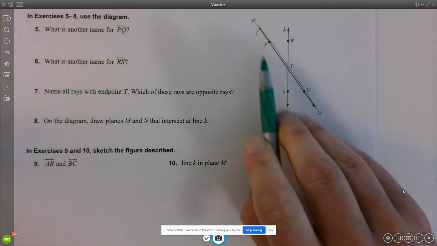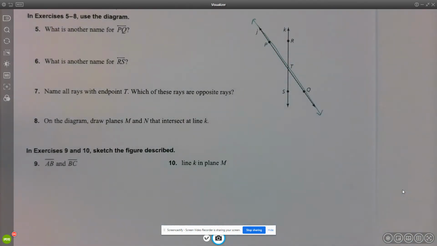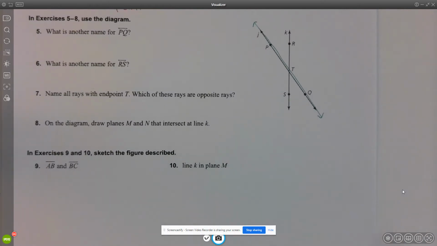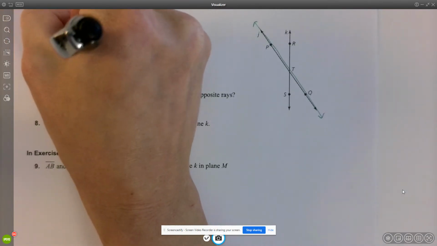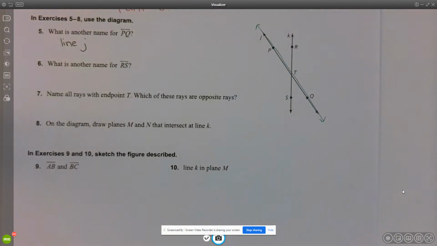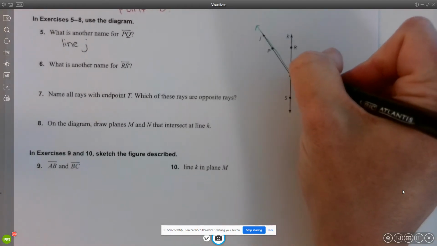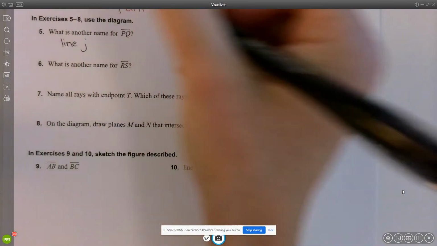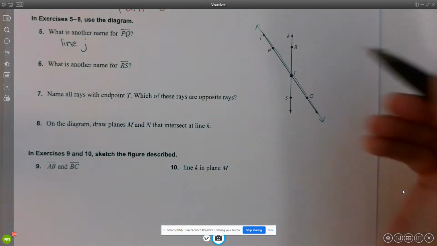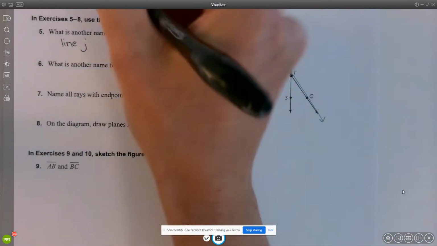One thing I notice is that there's a lowercase j next to this line. And so remember, when you have those lowercase letters, you can use those to name the line. So one name for line PQ, I could name it line J. I also could use some other points on the line to name this line. So for example, point T is on line PQ, so I could use point T to name this line as well. So for example, I could name this line TQ.